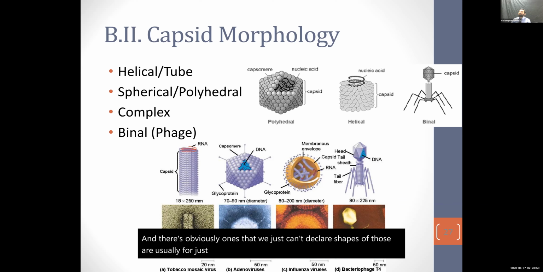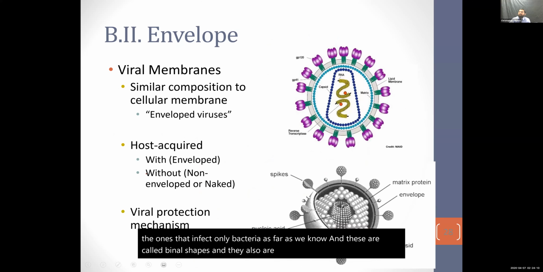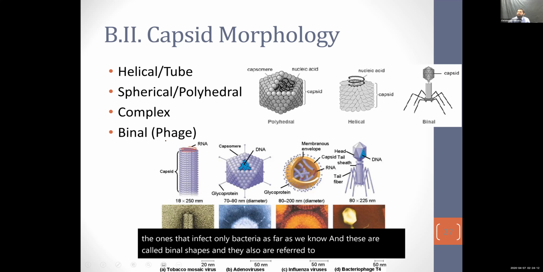But probably my favorite one out of there are the ones that infect only bacteria, as far as we know. And these are called binal shapes. And they also are referred to as phage shapes. The term phage usually is implying that it's going to infect bacteria, just so you know. And this is the one that you're seeing over here on the top right-hand corner.